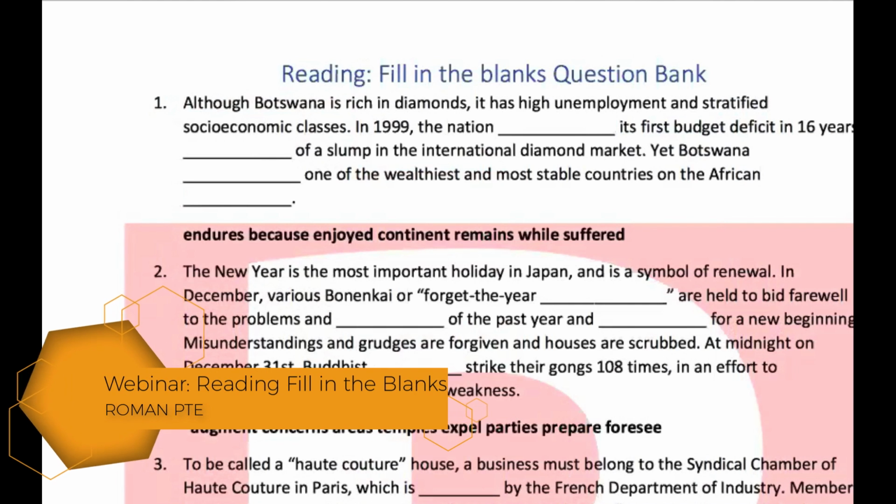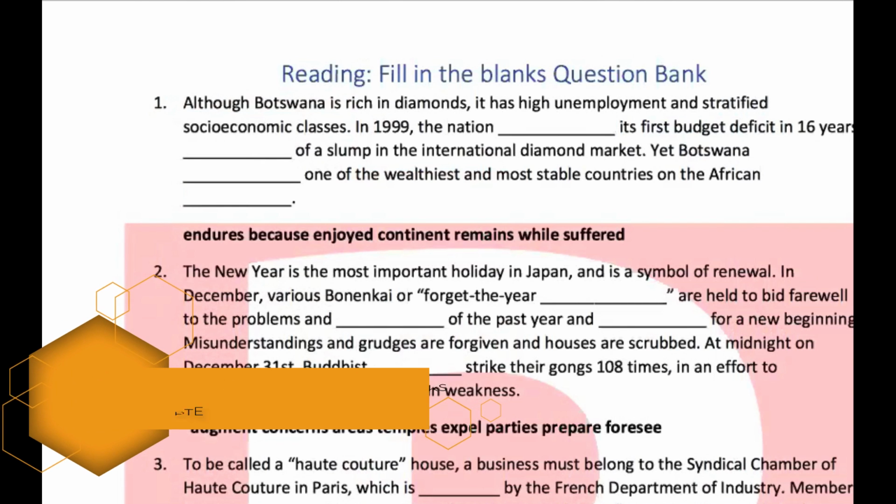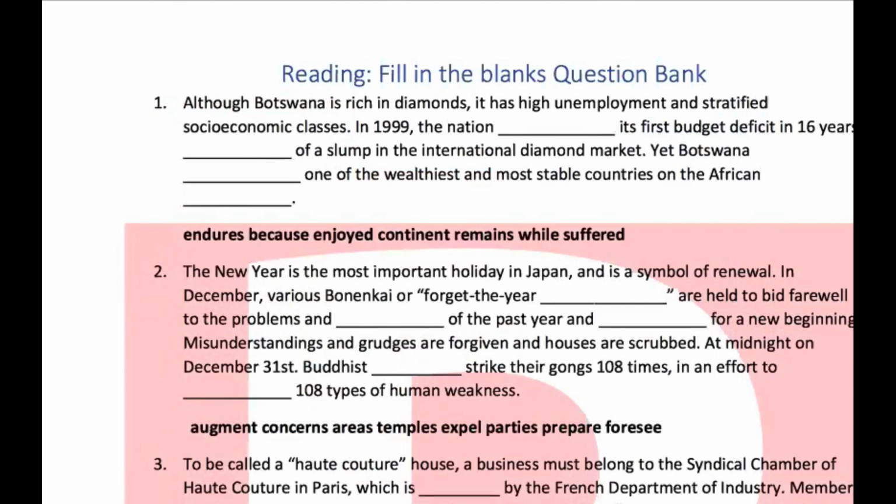Okay, I hope you can see the screen now. And I'm going to tell you the answer of this one.